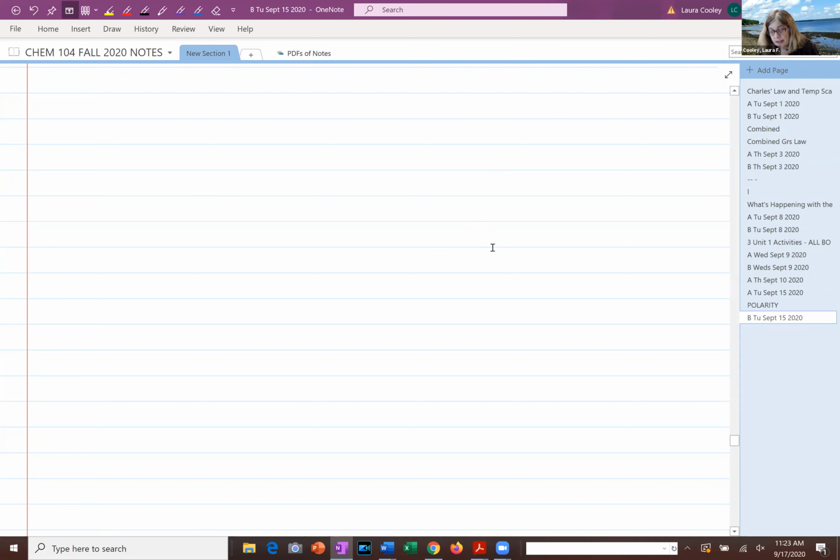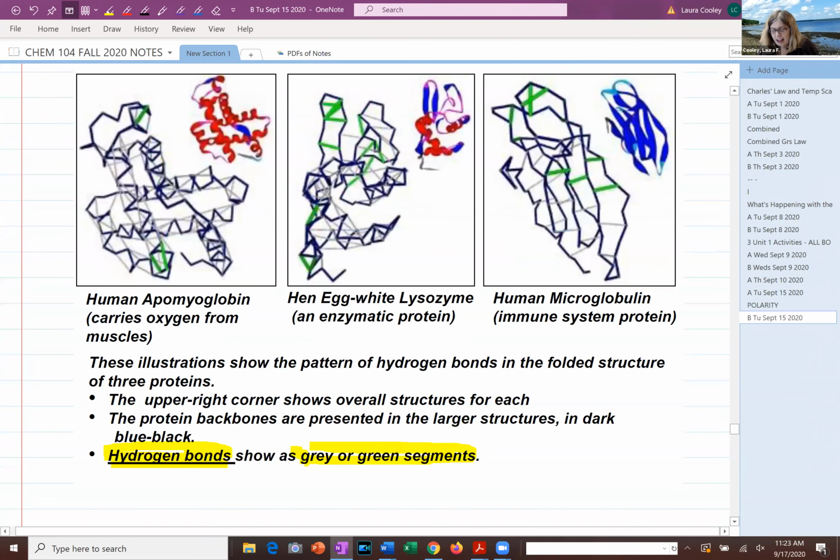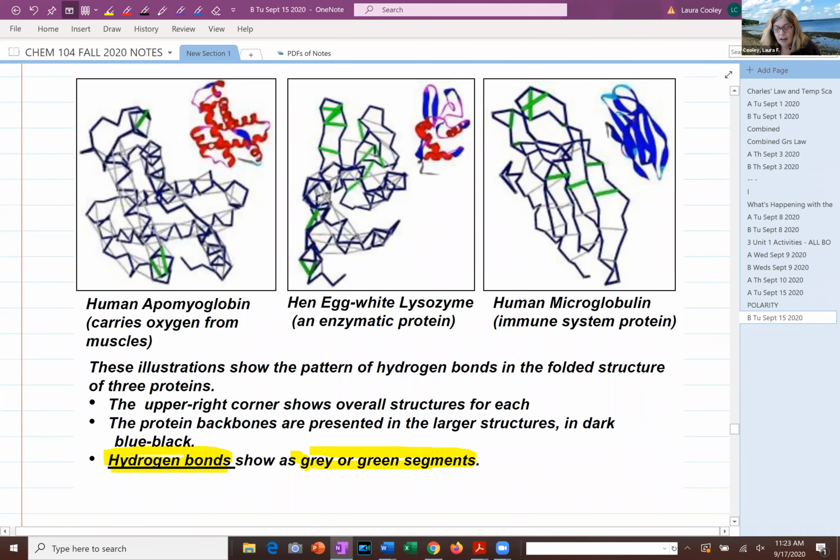So I'm going to go to OneNote and show you a picture, a slide basically, of 3 typical proteins. So let me go ahead and do that. Share my screen. OneNote. Okay. So here is a slide. Right here. And what you see here are 3 different proteins. And they're labeled. This one is human apomyoglobin. This is hen egg white, and this is an immune system protein.